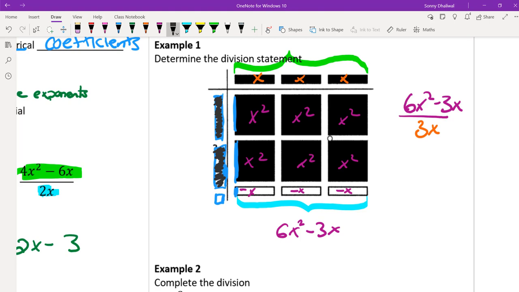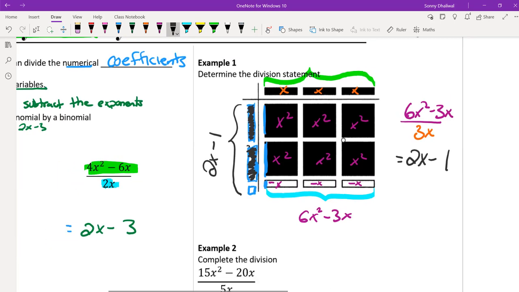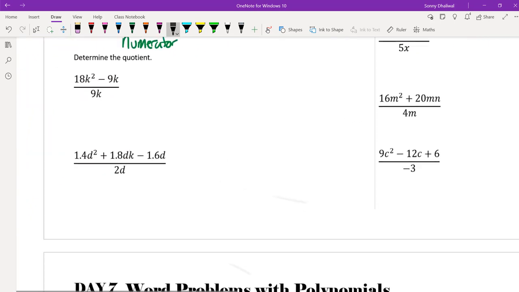So what is this missing side? Algebra expression there for that? 2x. Yeah, 2x minus 1. So this equals 2x minus 1. Okay. So now how do we do this without using algebra tiles? Right? Yeah, we just simply divide it.